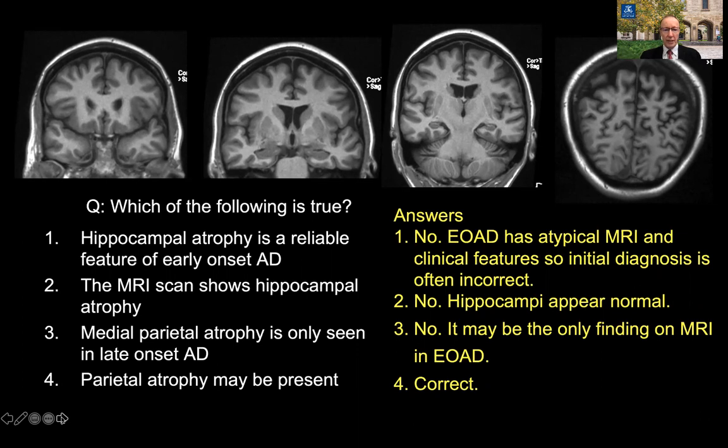Part 2, the MRI scan shows hippocampal atrophy. No, the hippocampi appear normal. Now, the best place to look for hippocampal atrophy is in a coronal slice where the mammillary bodies have come into the field of view. So slice back through, and as you go back, stop when you get to the mammillary bodies, these two structures here. Then have a look at the hippocampi.